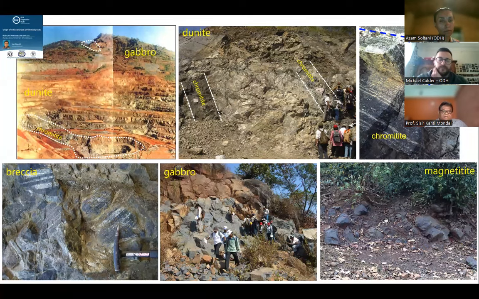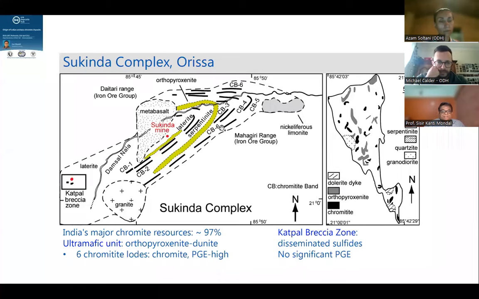In the complex, we have 6 thick chromitite layers, from west to east. We have an orthopyroxenite unit at the westernmost part. Sometimes this orthopyroxenite gets to harzburgite, like the Nuasahi igneous complex. Then there is another orthopyroxenite running here, and it is folded as a whole.